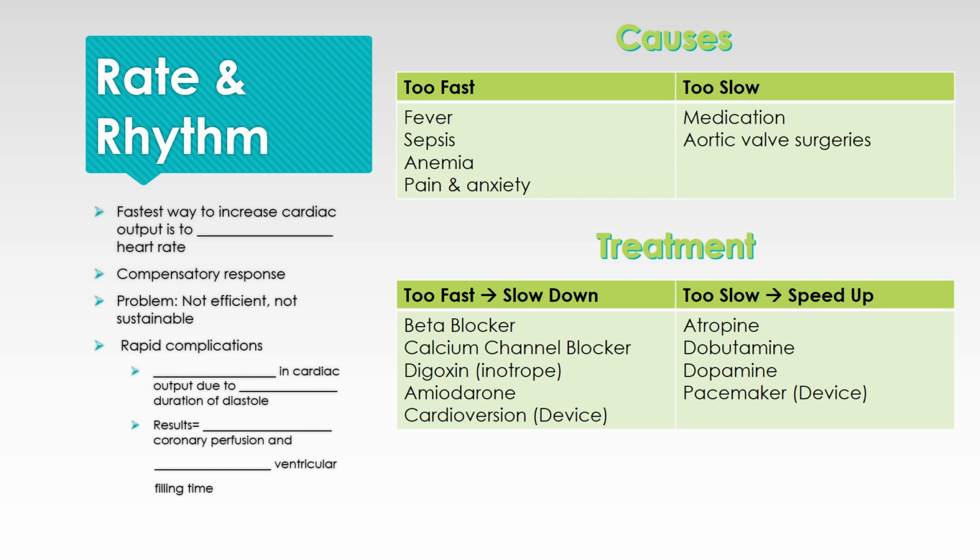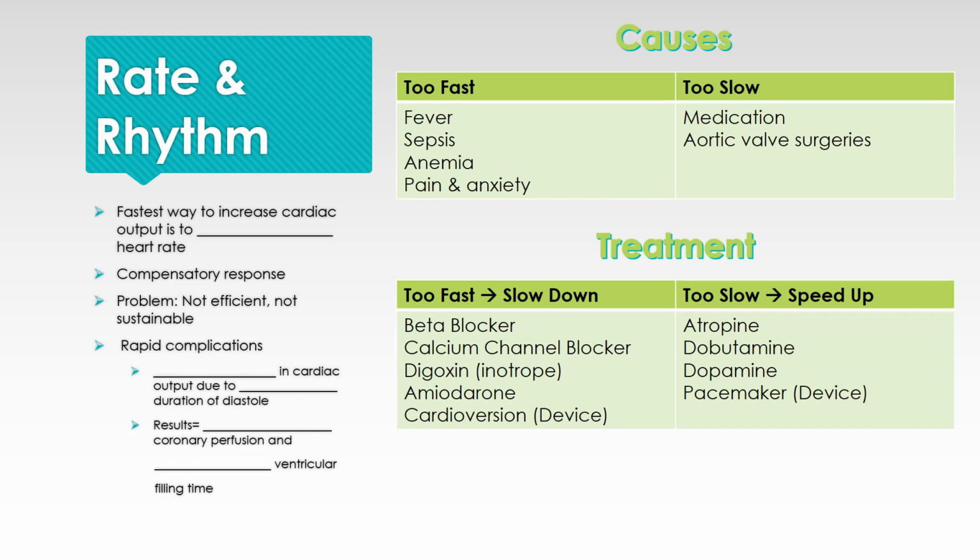Well, we see a decrease in cardiac output due to a shortened duration of diastole. So remember, during diastole, our heart should be resting and refilling. When it doesn't get this time to rest, it results in decreased coronary perfusion and decreased ventricular fill time. So the harder that the heart has to work, the more oxygen it is consuming. And of course, our oxygen supply cannot meet the oxygen demand. So over time, an increased heart rate will lead to decreased blood pressure and decreased stroke volume.